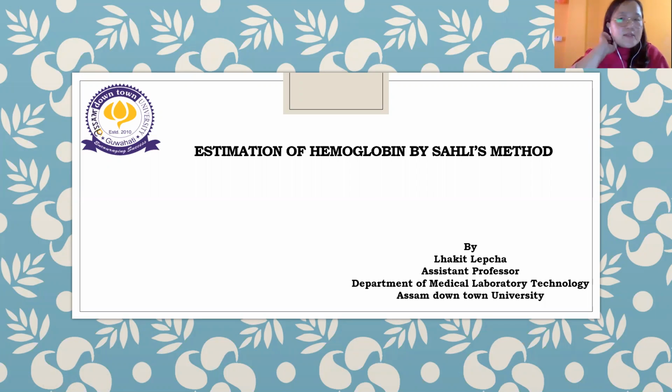So, hemoglobin estimation. I hope you know what hemoglobin is. Hemoglobin is a colored pigment inside the RBC, and it plays a very important role in transportation of oxygen from one place to another. So it is very important to know the concentration of hemoglobin in your RBC. For that, we have different methods through which we can estimate hemoglobin.